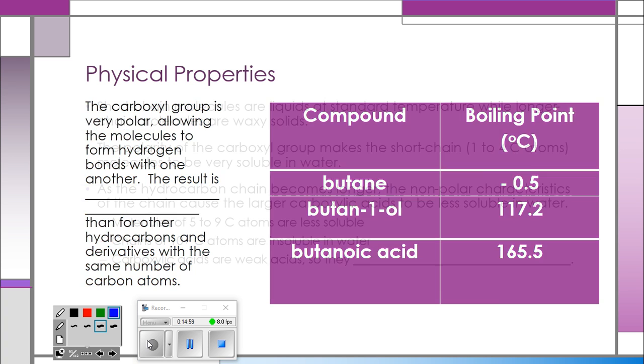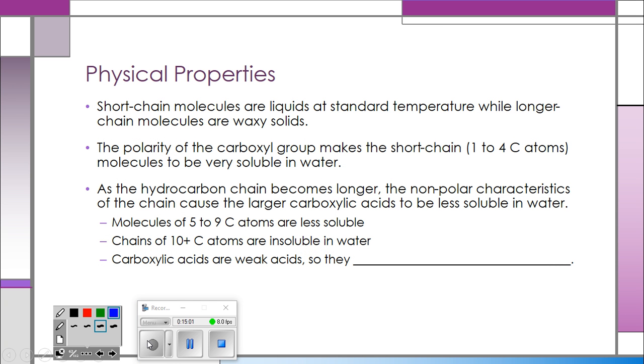The other thing is that because they are very polar, anything that's short is liquid, anything that's long starts becoming a waxy solid. So carboxylic acids have a different kind of texture than a regular acid would. An inorganic acid would tend to look solid and like a crystal, maybe if it was in a solid form, but these ones are waxy.